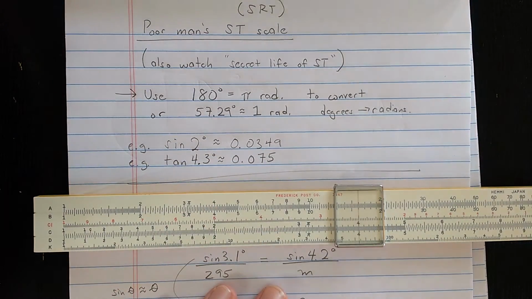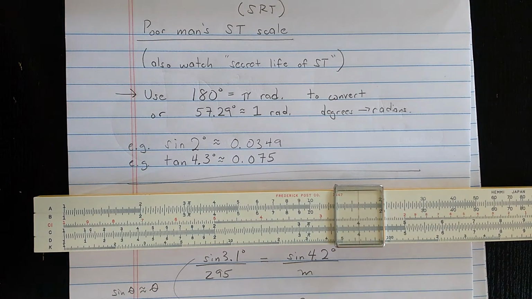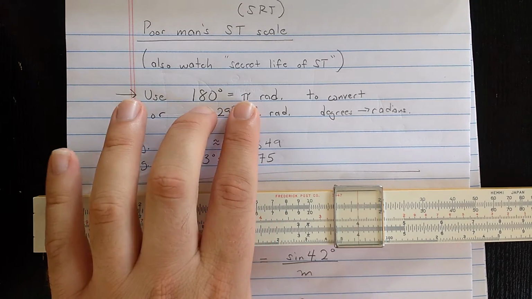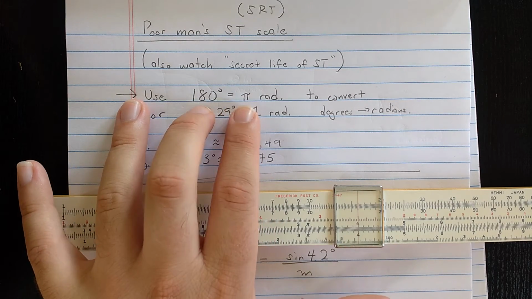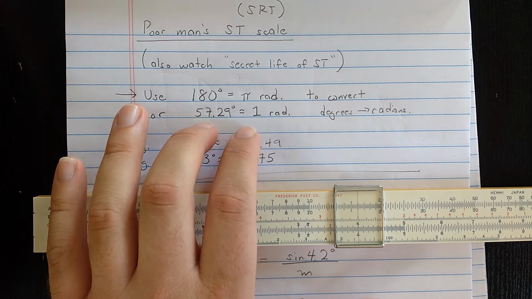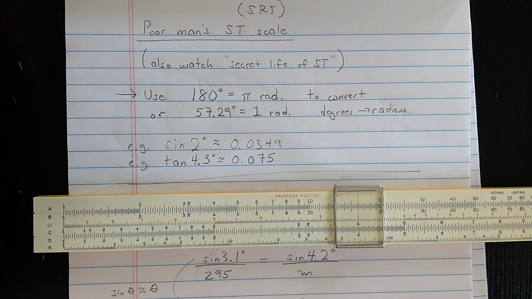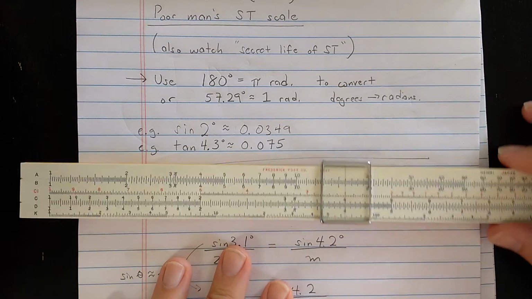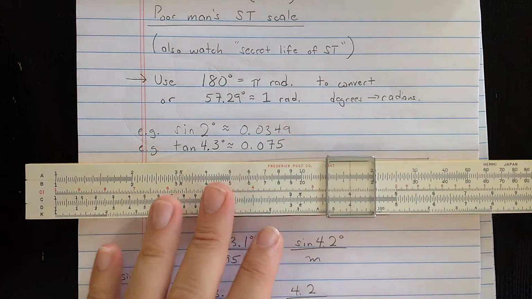But basically, what the ST scale does is it does a conversion of the degree measure of an angle into radians. To see why that's the thing to do, watch that other video. So to do that, you can use the conversion factor 180 degrees is pi radians, or you can remember that 57.29 degrees is approximately 1 radian. That number is 180 divided by pi to do this conversion. So basically you need to set up your slide rule to do this conversion.